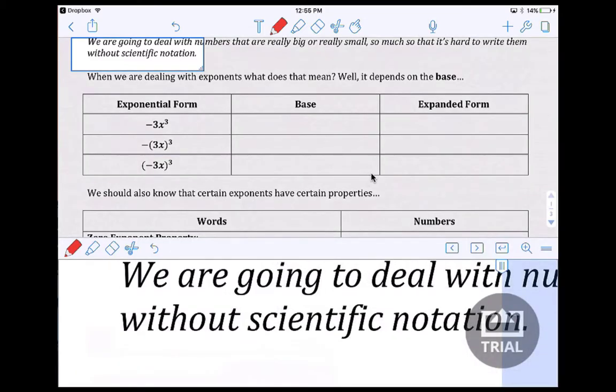So we're dealing with exponents, and what does that all mean? Well, by now we should know that an exponent means we're doing multiplication a certain number of times. So if you look at our examples that we're going to do in this first chart, they're all cubed, which means we're multiplying something by itself 3 times. In this case, it depends on the parentheses.